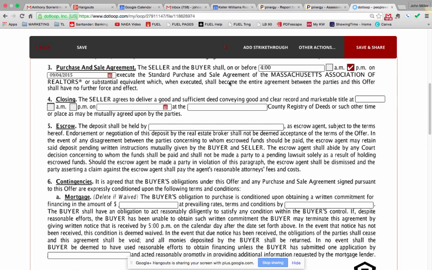So let's talk about the purchase and sale agreement. Execute means sign it, okay? So when it says the seller and buyer shall on or before this date execute the standard purchase and sale agreement of the Massachusetts Association of Realtors, or a substantially equivalent, which, when executed, when signed by both parties, shall become the entire agreement between the parties, and this offer shall have no further force and effect. In other words, whatever they sign in the purchase and sale agreement supersedes this. This offer is no longer in effect.